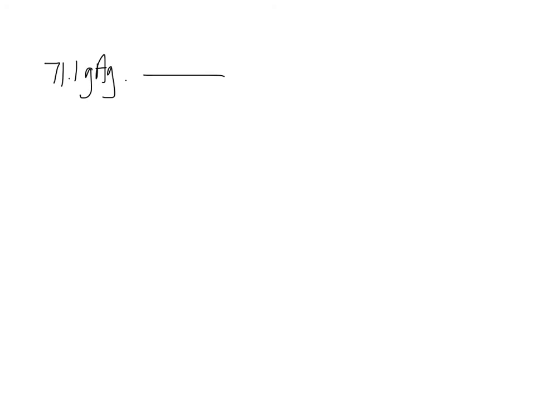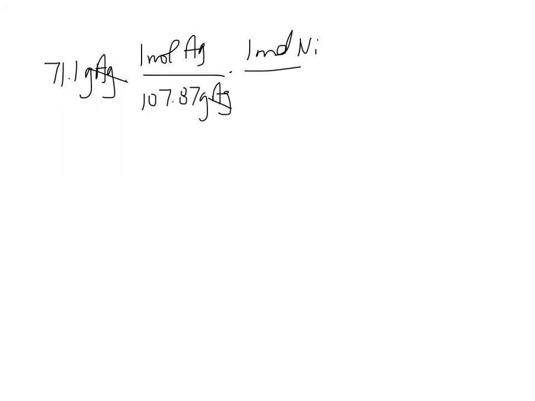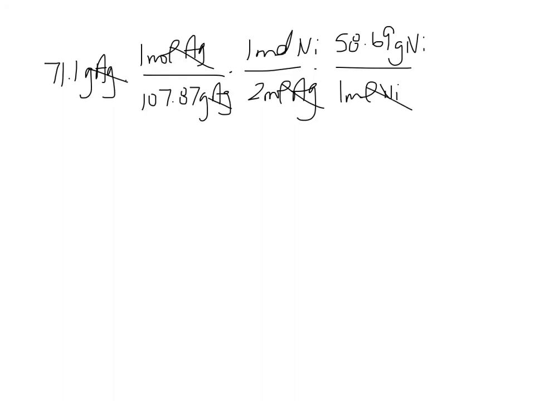So let's go. 1 mole of silver weighs 107.87 grams of silver. Grams of silver are now gone. I know for every 1 mole of nickel from the balanced formula equation, there were 2 moles of silver present. Moles of silver go away. I know every 1 mole of nickel has a mass of 58.69 grams of nickel. Moles of nickel are now gone. I multiply and divide, and I find out that to produce 71.1 grams of silver, I need 19.3 grams of nickel. Well, that is not your answer, however.